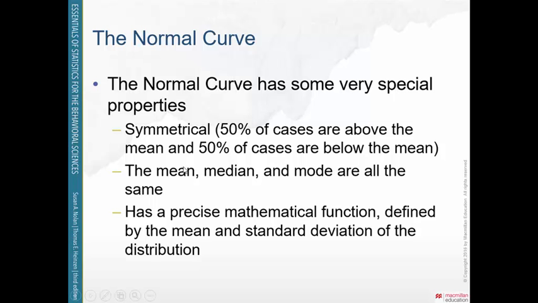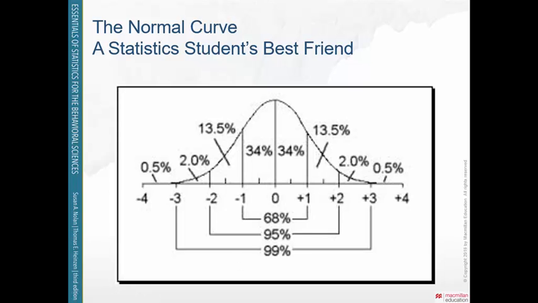Okay, so some special properties about the normal curve. Like I said, it's symmetrical, which means 50% of the cases are above the mean and 50% of the cases are below the mean. That's important. The mean, median, and mode are all the same, and they're all at the very height of the normal distribution, which is right in the center. And as I said, the normal curve has a precise mathematical function that's defined by the mean and standard deviation of the distribution. So here we have a normal curve, and as I jokingly wrote, a statistics student's best friend.